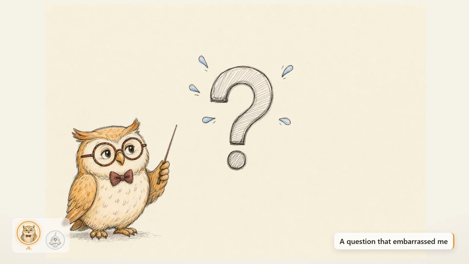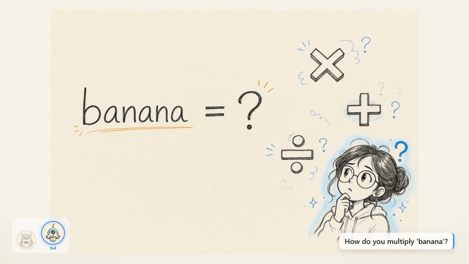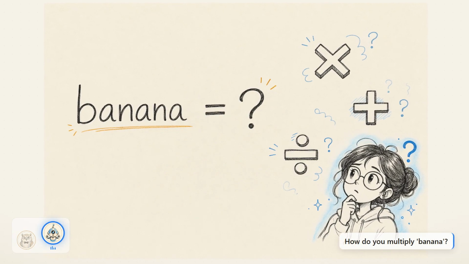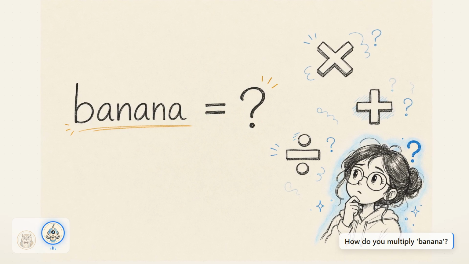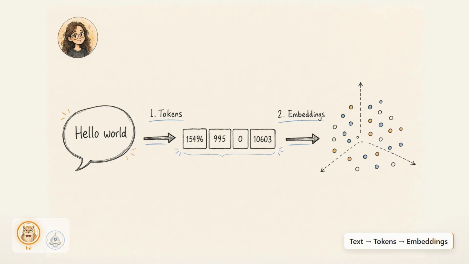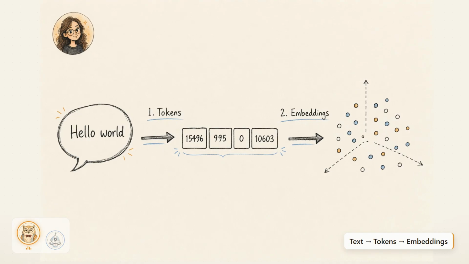Today I get to answer a question that used to embarrass me. Here it is. A neural network only does arithmetic. Multiply, add, bend. So how does the word banana become something you can multiply? That's the whole episode. 2 steps. First tokens, then embeddings. Text turns into numbers, and the numbers quietly pick up meaning.